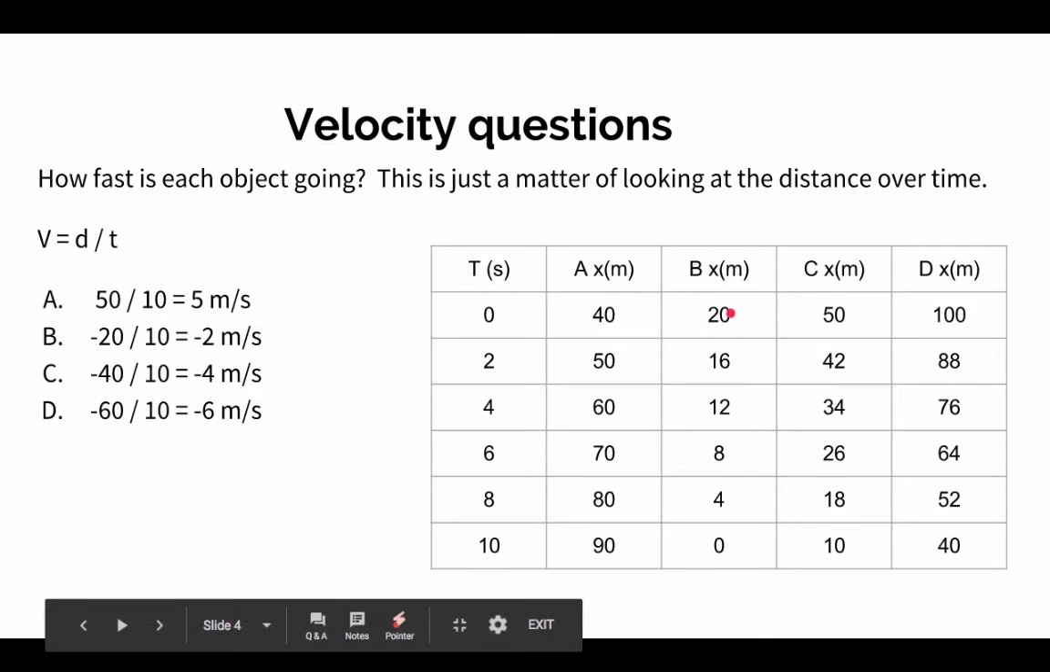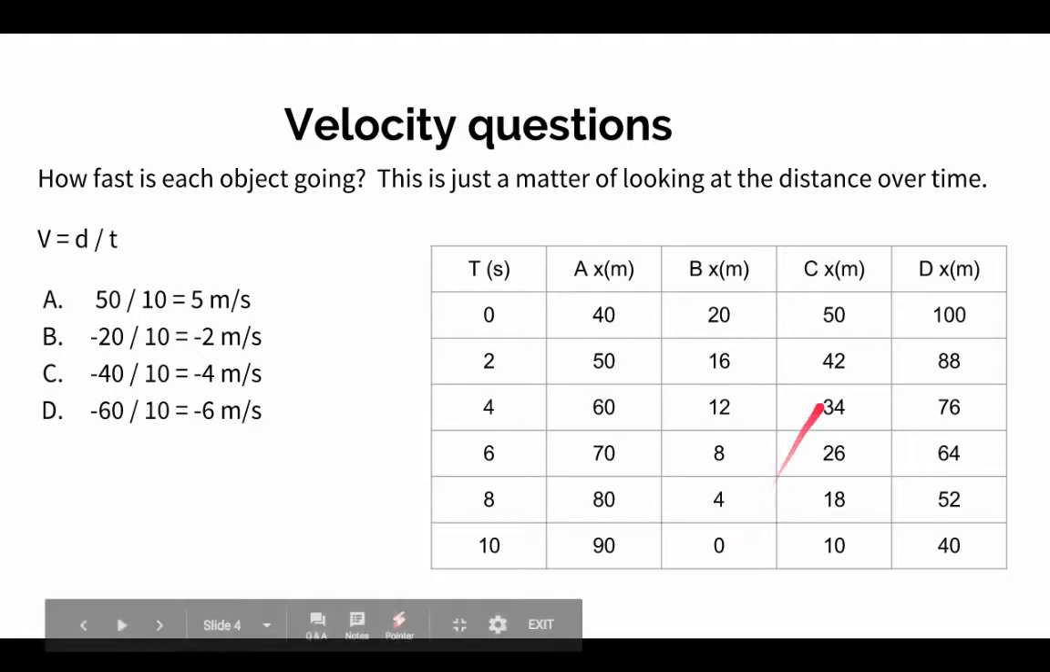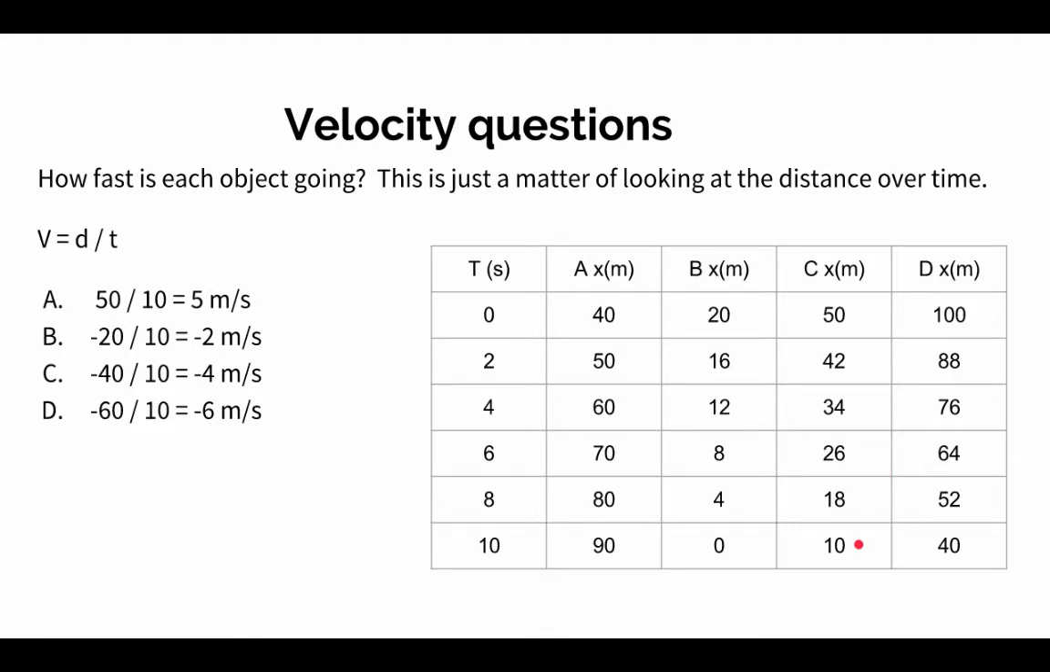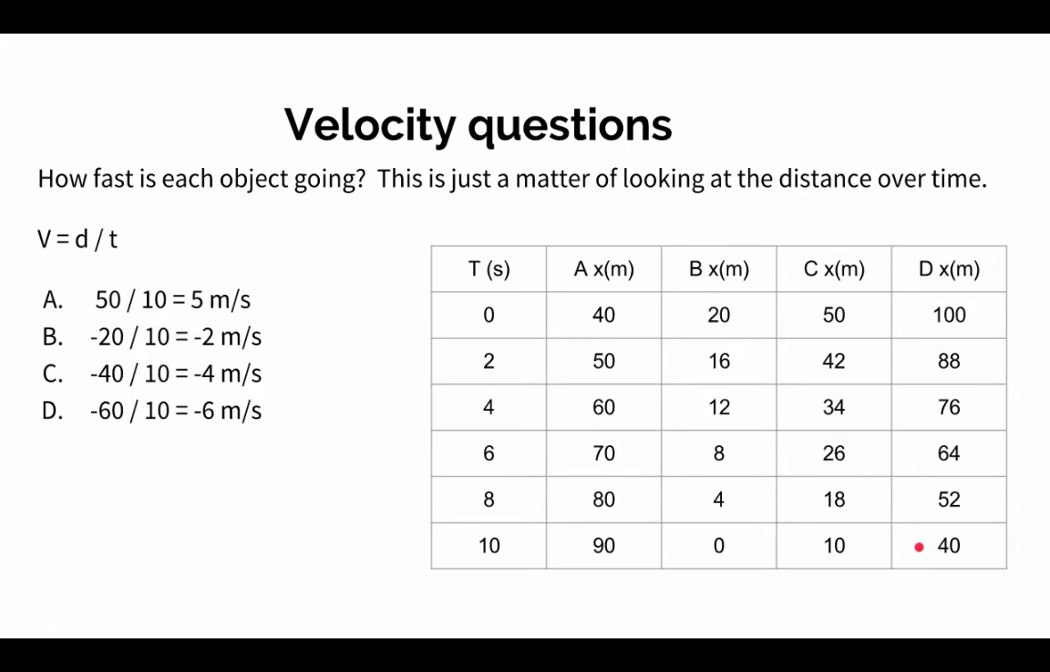Object B went from 20 to 0. That's a negative 20, or a drop of 20 in the same 10 seconds, giving us a velocity of negative 2 meters per second. Object C went from 50 to 10. That's a drop of 40 in 10 seconds, which is negative 4 meters per second. And object D went from 100 to 40, which is a drop of 60 in 10 seconds. So its velocity should be negative 6 meters per second.